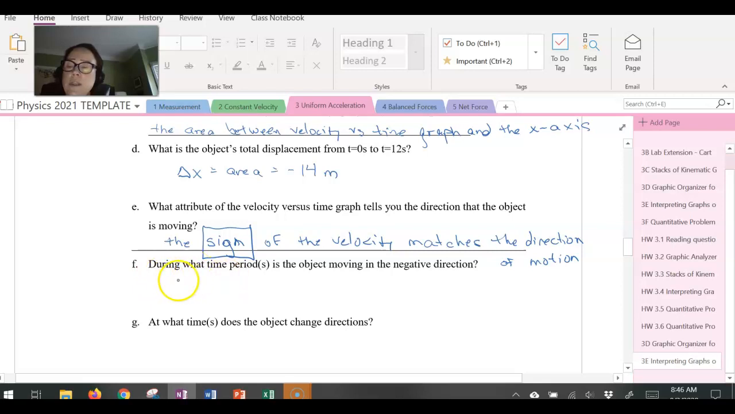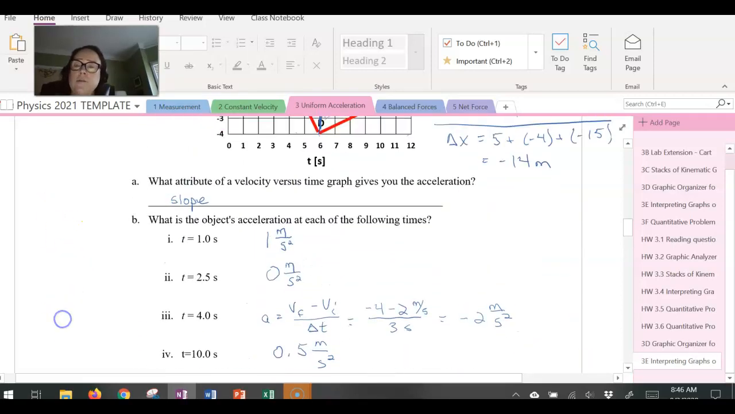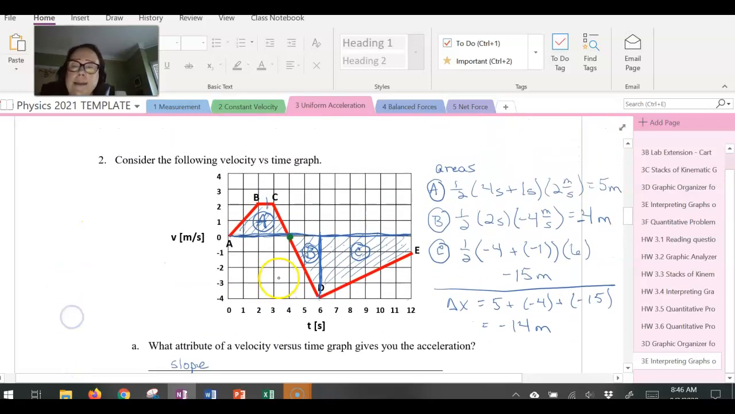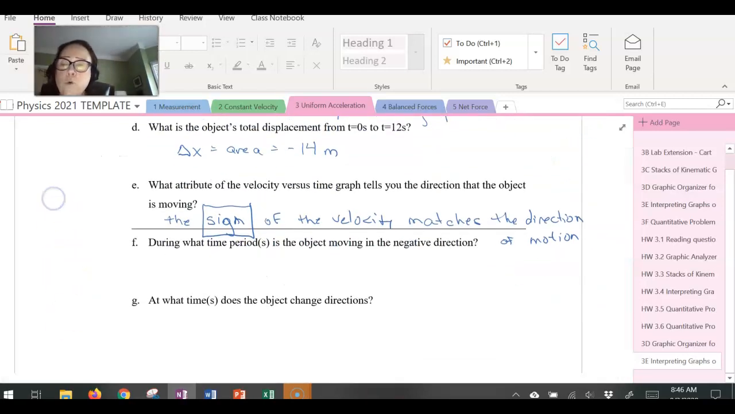So in this graph that they gave us, in what time periods is the object moving in the negative direction? Well, that would be when it's negative. So it starts going negative at time 4 here. That's where I put that green dot. And it stays negative for the rest of that graph. So from time 4 to 12 seconds, it's moving in the negative direction.